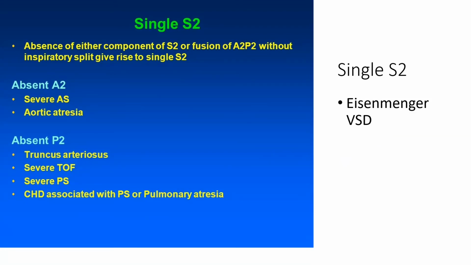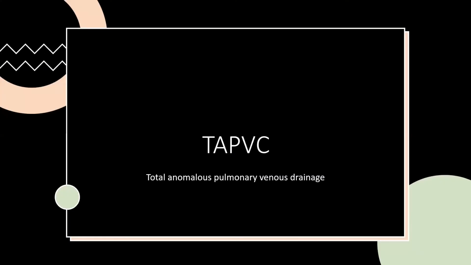Last class we discussed Eisenmenger's VSD. We said that in Eisenmenger's VSD, there is a single second heart sound because both the A2 and the P2 are coming together there to merge into one sound. So these are your causes of single S2. I think you will understand now, because we have finished the other congenital heart diseases.